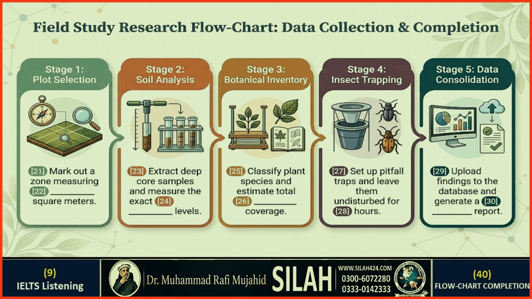Stage 3 is the botanical inventory. Let's label this step flora classification. We need to classify every single plant species within the grid and estimate the total canopy coverage percentage to understand sunlight penetration. Don't forget the microfauna.